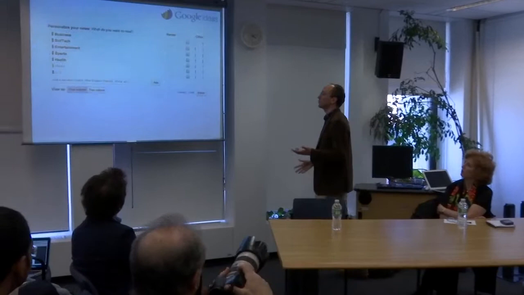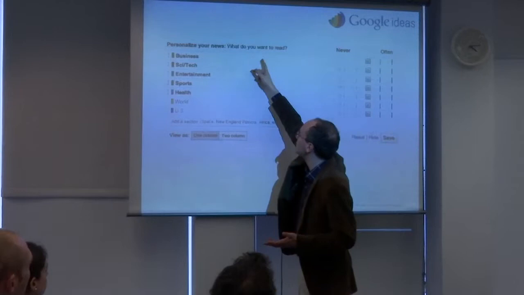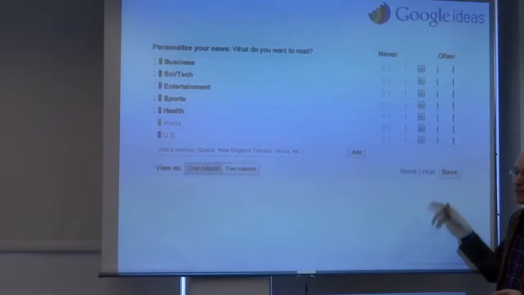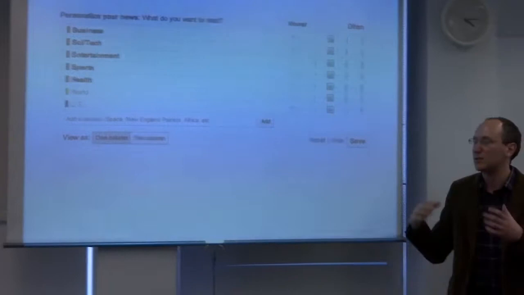Right? It's very clear what the goal is, personalize your news. It's a very simple layout. Adding a new section is sort of at the bottom. We give some examples of new sections. There's the sliders. There's, you know, reset. We call this save instead of done because people were saying, wait a sec, it's not saving, even though it was saving every single time they did something. So we had something that was stable.